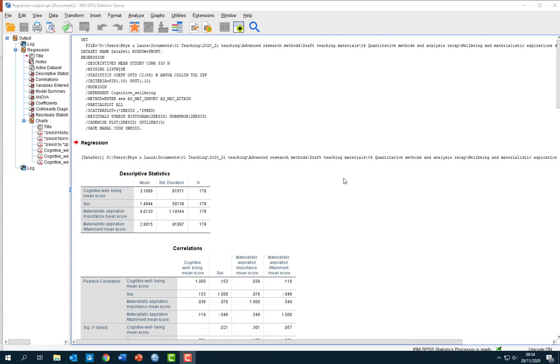So this is the output that we produced. And it's important to remember that there's a lot of debate in the literature about how best to test the assumption of normality with regression. But the assumption is actually that for each level of your independent variable or variables, the outcome will be normally distributed. So it's not that your outcome variable itself on its own has to be normally distributed, or that any of your predictors have to be normally distributed.